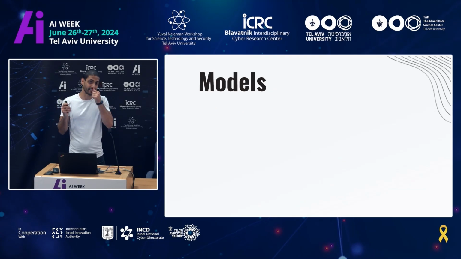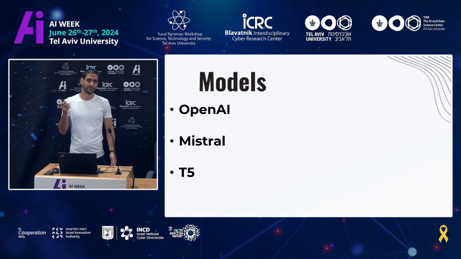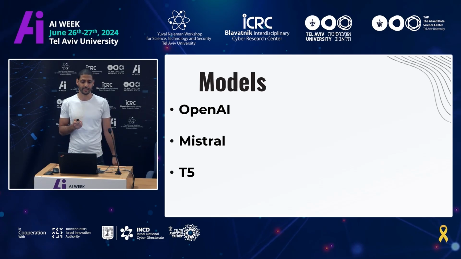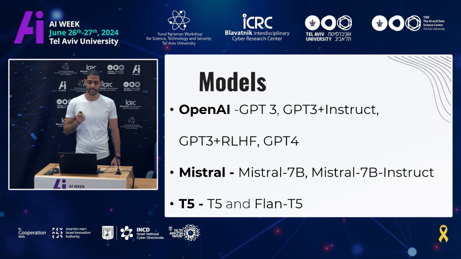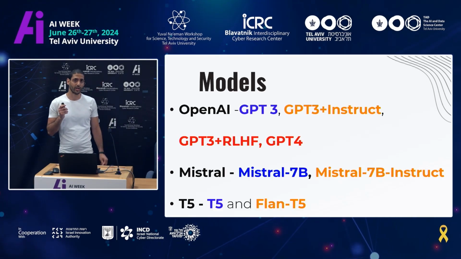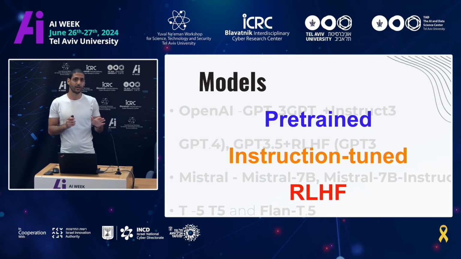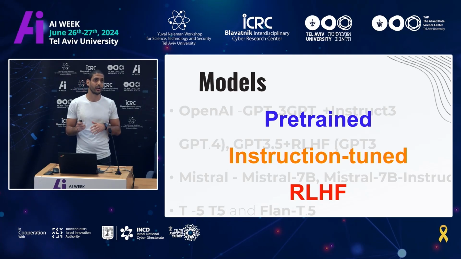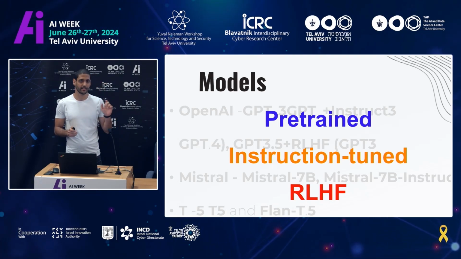Okay, for the last thing, we needed to test it on models, and we chose models from familiar families: OpenAI, Mistral, and Google's T5. We chose all kinds of different models from these families, and we specifically made sure we have 3 types of models. We have large pre-trained models, we have their instruction-tuned versions, and their RLHF-tuned versions. This will come in handy in 2 seconds, so put it in the back of your mind.